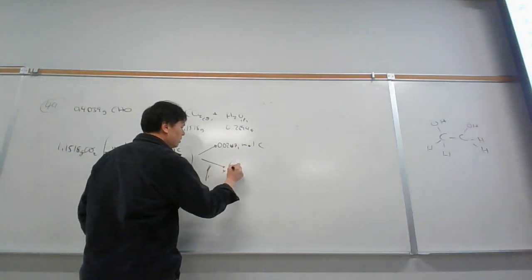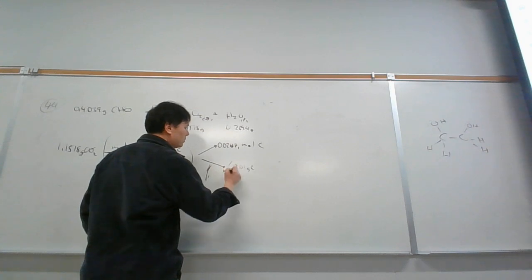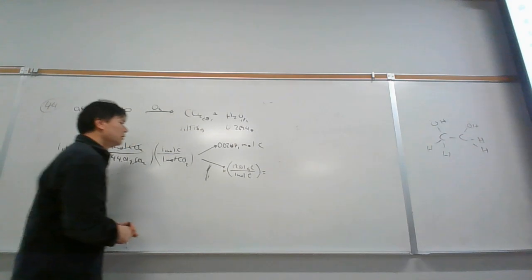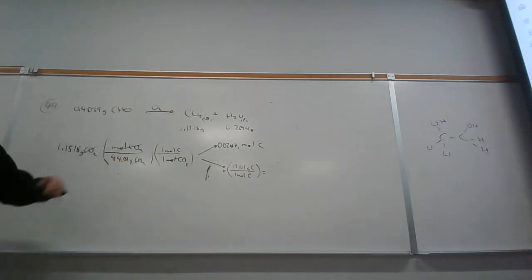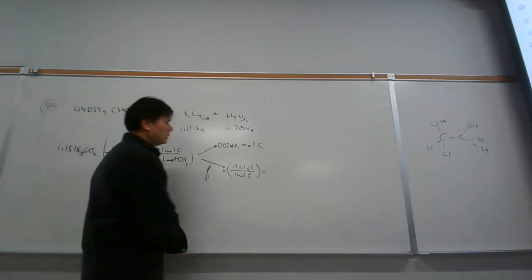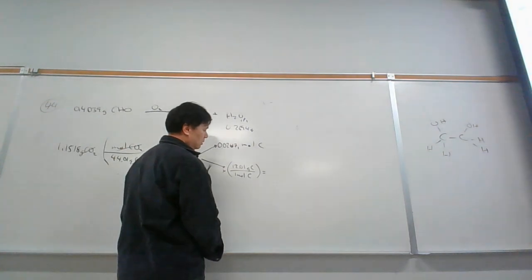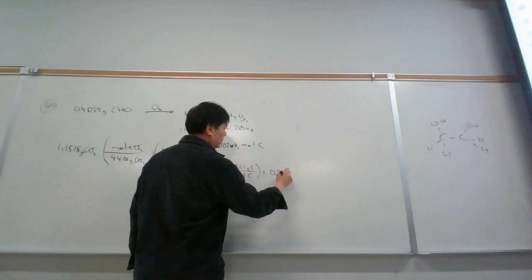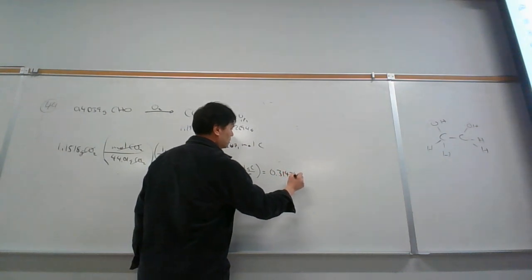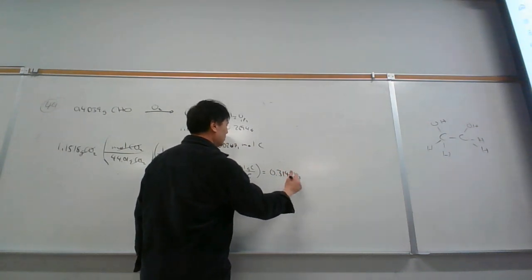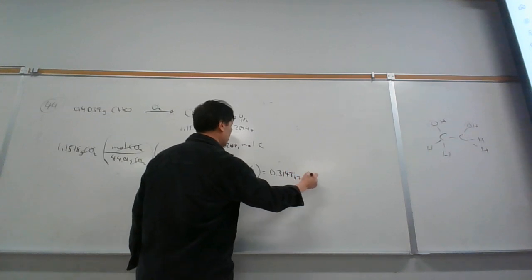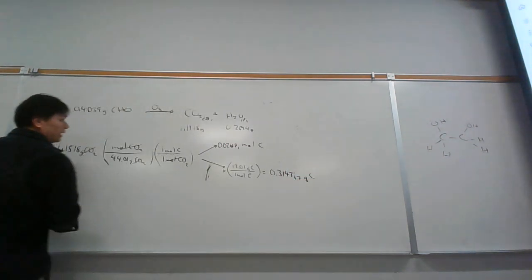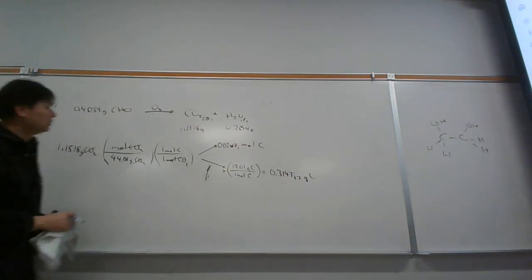The extra step I'm going to do here is I'm going to calculate how many grams of carbon. This is 12.01 grams of carbon for every 1 mole of carbon atoms. So take that number and times by 12.01. What do you get? 0.314317 grams of carbon.